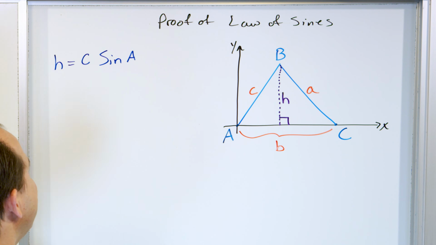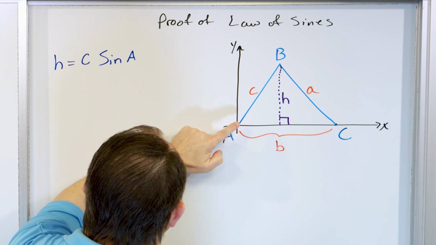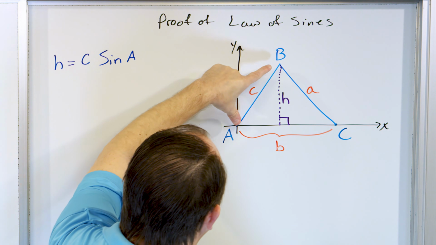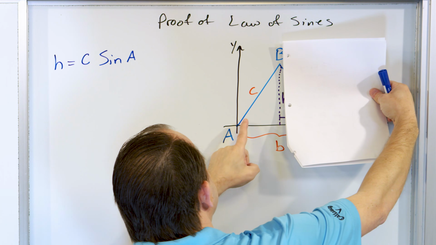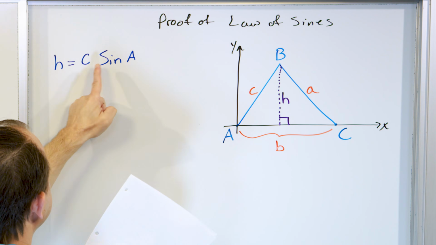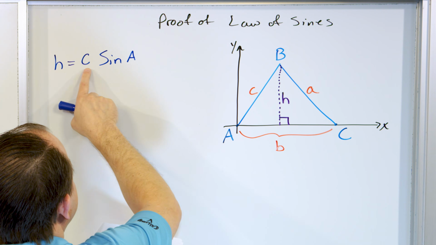Let me just stop. You have to understand this, or nothing else is going to make sense. This is just straight up telling you the sine of an angle, this angle, is equal to the opposite side over the hypotenuse. So again, cover this up, pretend it doesn't exist. The sine of this angle is the opposite side divided by the hypotenuse. Sine is opposite divided by hypotenuse. I'm just rewriting it and saying that h is c times sine angle.